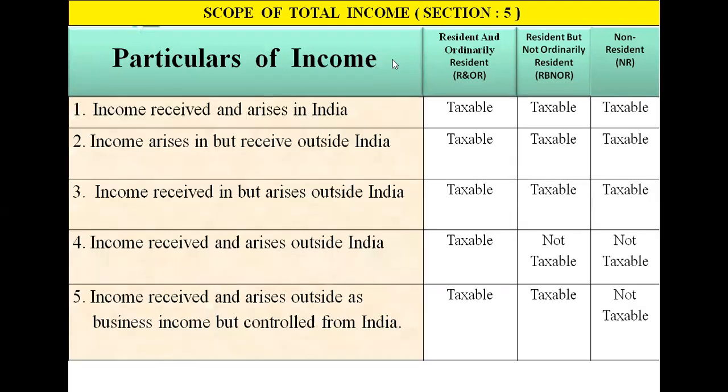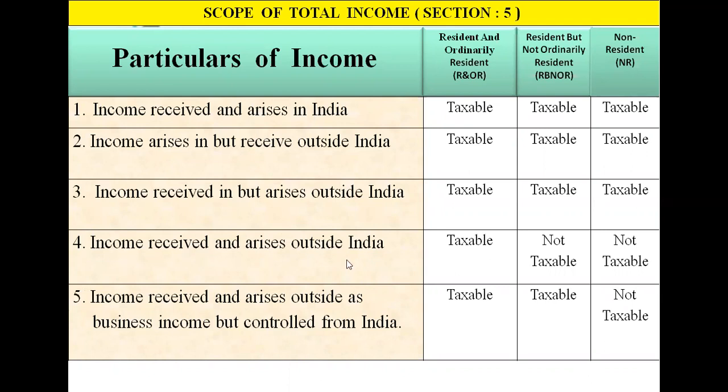Let's see, friends, there are 5 rules under section 5. Income received and arising in India is taxable to RNOR, RBNR and NR. If the income arises in India but is received outside India, it is taxable to RNOR, RBNR and NR. Income received in India but arising outside India is taxable to RNOR, RBNR and NR.